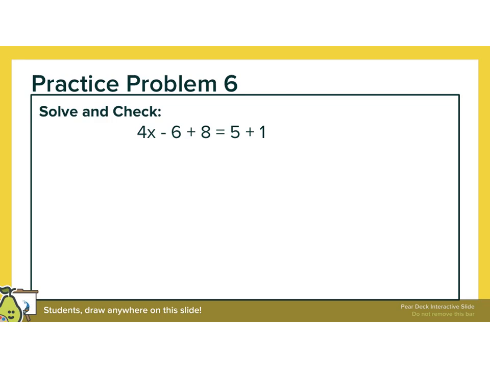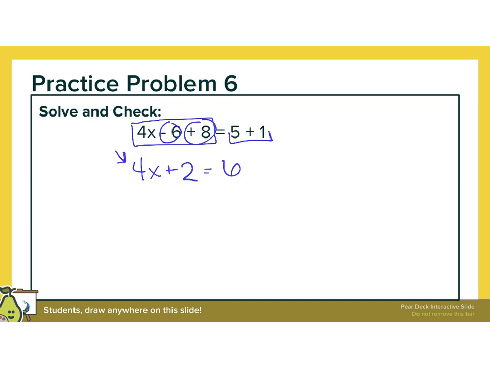Last practice problem. Let's see if you did this one correctly. Starting by combining like terms. It's the constants. Bring down the 4x. Opposite sign, so subtract. 8 minus 6 is 2. I have more positives. I also have like terms here. 5 plus 1 is 6.